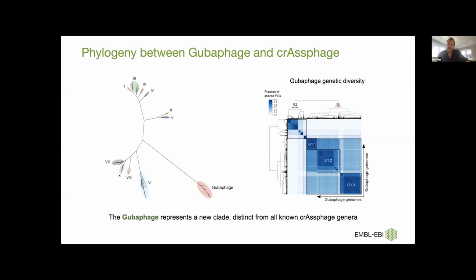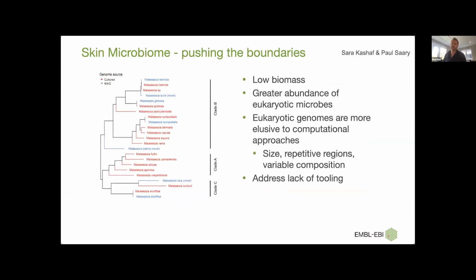And if we start looking at that Gooberphage, there are two distinct groups, with group one that can be further subdivided into three other groups, which probably represent species or subspecies. It's a little bit hard to know the exact distinction between those.